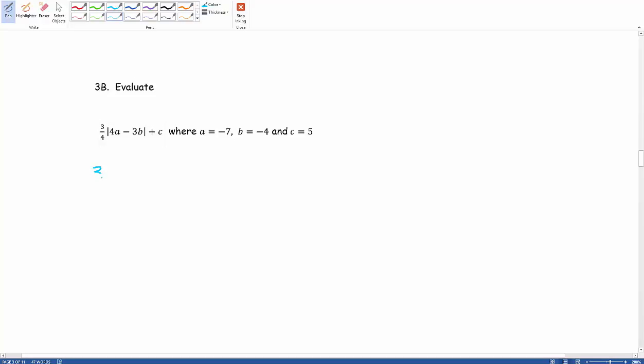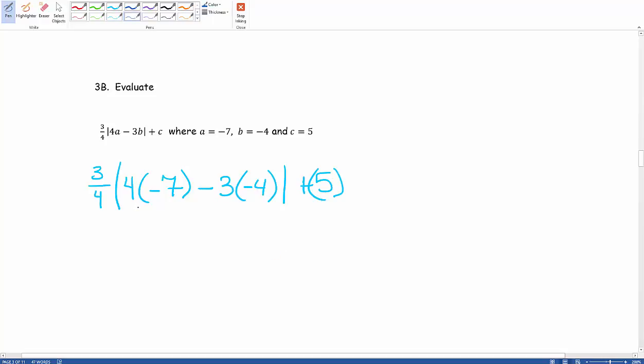We end up with 3/4 times the absolute value of 4 times our a, and a here is -7, minus 3 times our b variable, in which case that's -4. So -3 times -4, closing that absolute value. And then lastly, that plus c at the end, so plus 5.